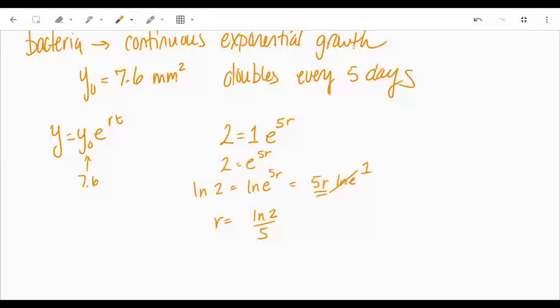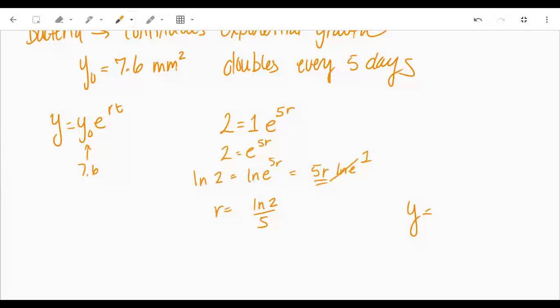Okay, so just like for the half-life, r is the natural log of 1/2 over the half-life. When we're doubling, it's the natural log of 2 over whatever the doubling time is. Okay, so our equation there is just going to be y equals y naught e to the natural log of 2 over 5 times t. And just like the previous one, you can write that as 7.6 times 2 to the t over 5, since e to the natural log of 2 is just 2.